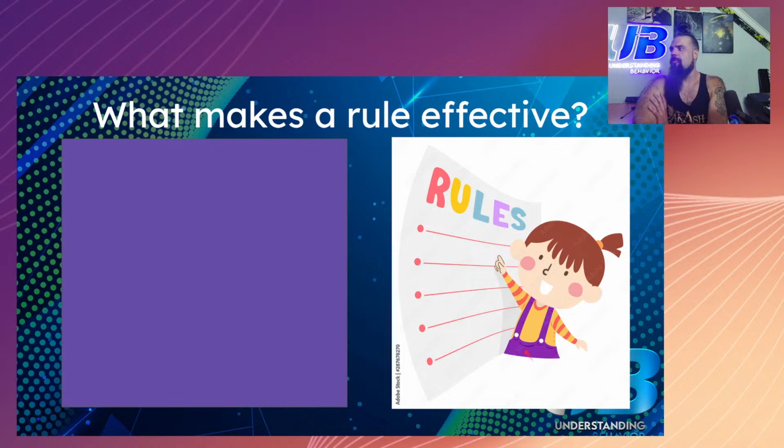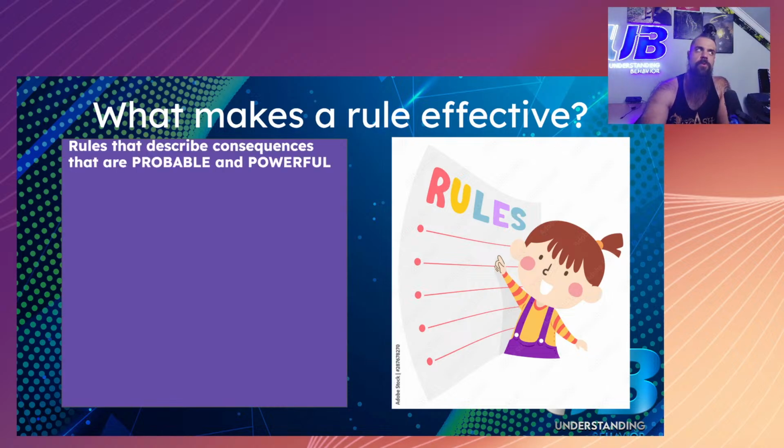So let's talk about what makes a rule effective. There are two components that make a rule effective. So effective rules describe consequences that are both probable and powerful. So they're very likely to occur, so we've got strong SDs for them. And they are powerful, so they're very significant to the organism in that moment. If a rule hits both of these marks, it's very likely to work. It's very likely to be effective.